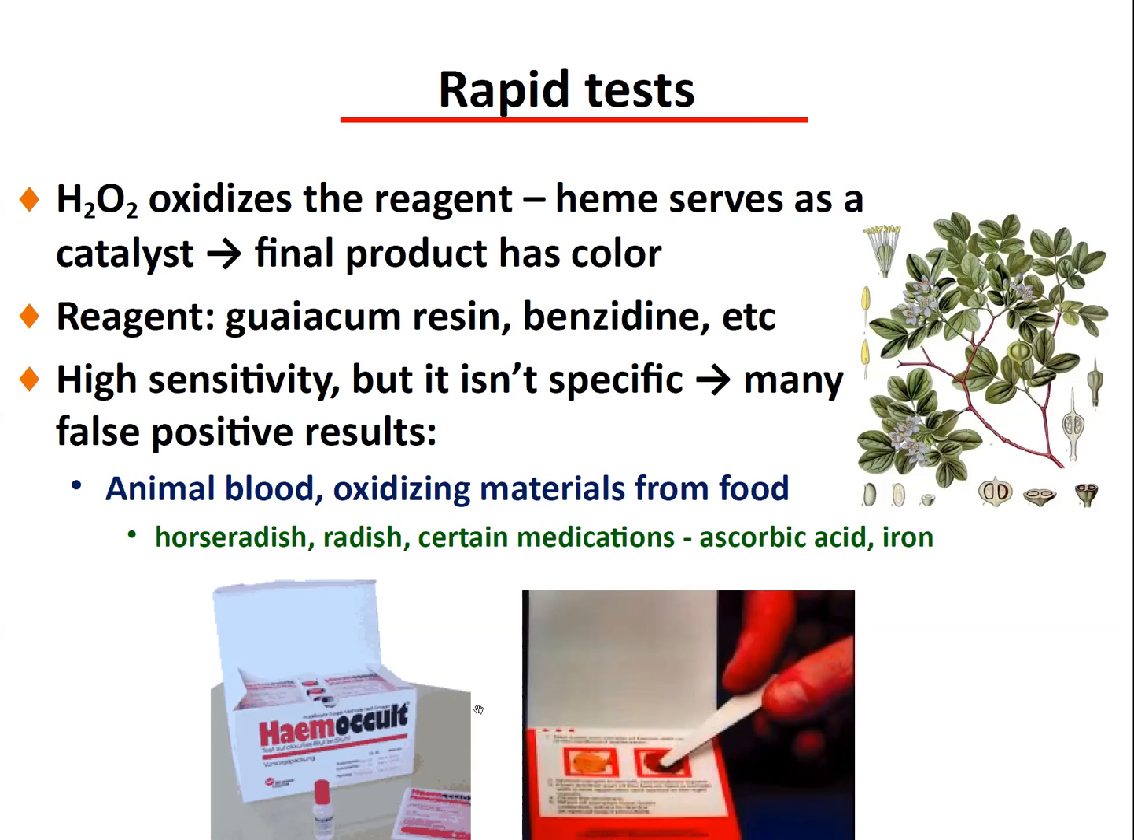However, this reaction usually gives a false positive if you ate too much horseradish, for example, or radish, or certain medications such as ascorbic acid, so vitamin C, or iron can give a false negative. A negative Weber test or Hemocult test doesn't mean that the patient does not have any tumor. So usually if somebody has an iron deficiency, colonoscopy is always required to exclude the tumor. Keep that in mind.